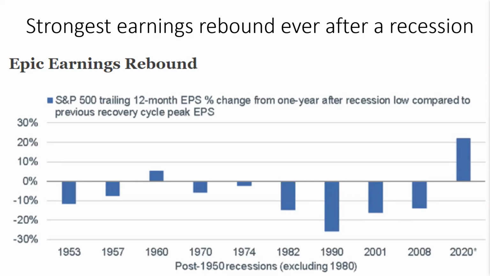But 1990, let's say. 1990 is there. It was minus 20%. So why do you call it a rebound if it was minus 30% compared to what it was prior to the recession?